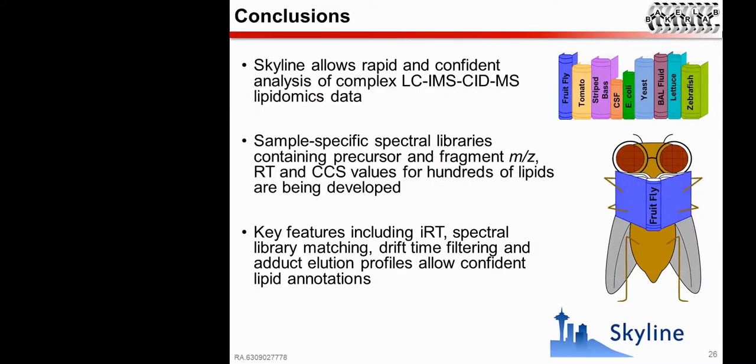And so to wrap up, just a few take-home points would be that Skyline allows rapid and confident analysis of complex multidimensional data, which in our case is going to be LC-IMS-MS. And we're working to develop some sample-specific spectral libraries containing m/z, retention time, and CCS data for hundreds of lipids. And then some of the key features of Skyline software, including iRT, spectral library matching, and drift time filtering, as well as seeing those adduct elution profiles, can really allow for some confident lipid annotations.